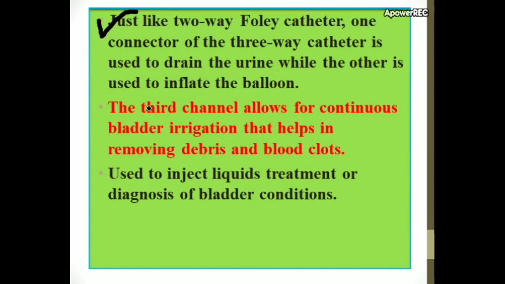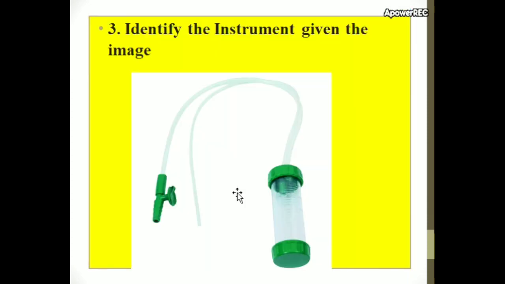The third channel allows for continuous bladder irrigation, which helps in removing debris, blood clots and other infection also. It is also used to inject liquids for treatment or diagnosis of bladder conditions. So the three-way Foley catheter is useful for injecting liquid treatments or diagnosing bladder conditions.